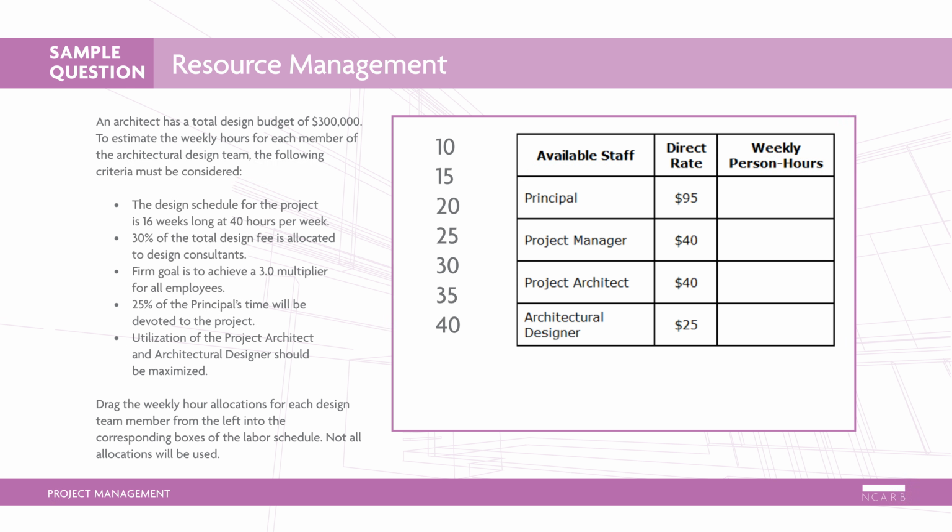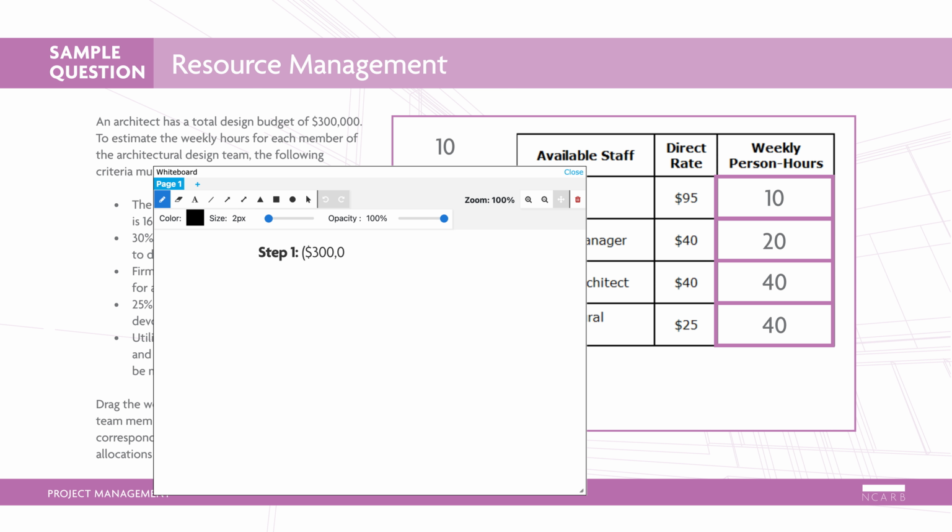Drag the weekly hour allocations for each design team member from the left into the corresponding boxes of the labor schedule. Not all allocations will be used. Here is the correct response. To determine the number of hours to allocate for each design team member, begin by calculating the weekly direct rate budget and removing 30% for design consultants. This is done by dividing the maximum labor budget with the design consultant fees removed by the company multiplier, then dividing by the weeks of the project.